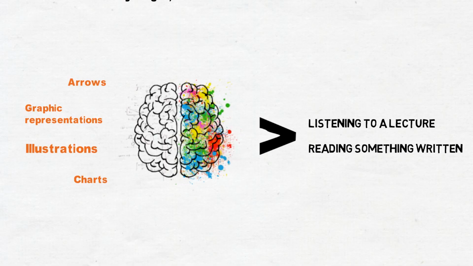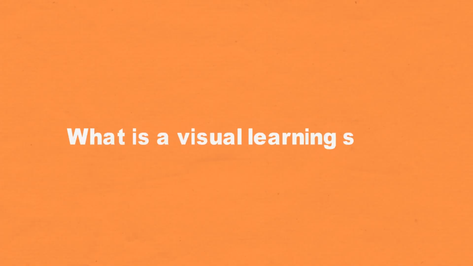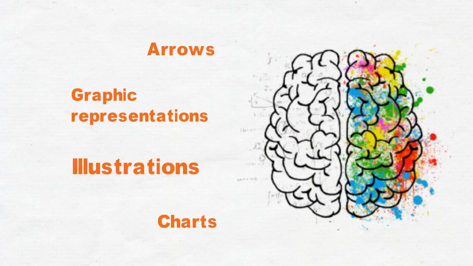Let's talk about what a visual learning style is. The learning style followed by visual learners is called the visual learning style. As I mentioned earlier, learning through graphic representations, charts, illustrations, and visualization is the visual learning style. According to the Social Science Research Network, the approximate percentage of visual learners is 65%.